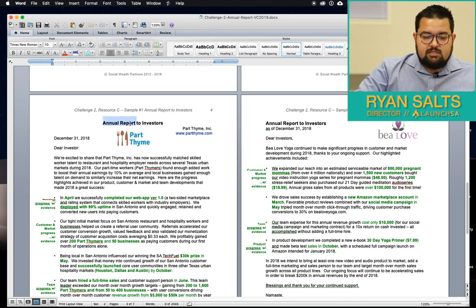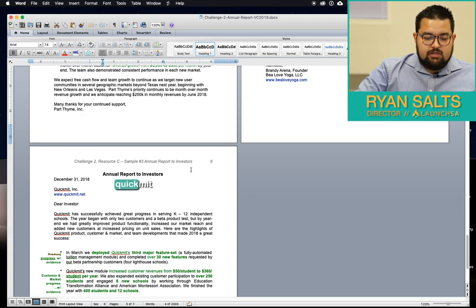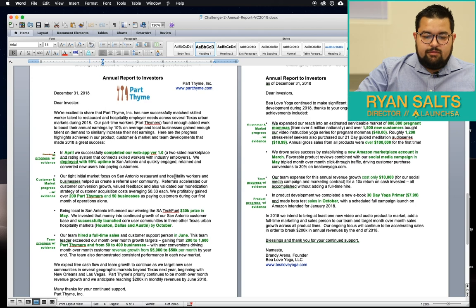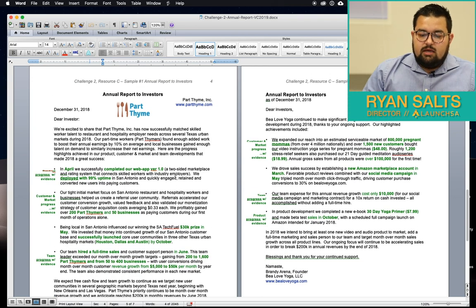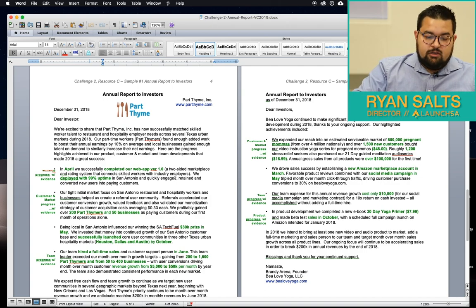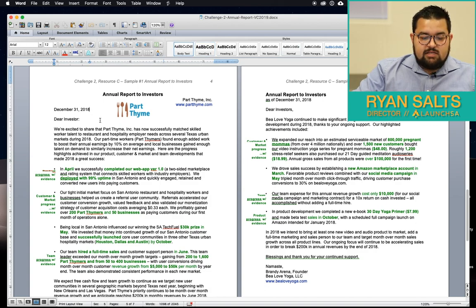Each one of them also has a title that says Annual Report to Investors. The reason for this is that this letter is meant to articulate to your investors and stakeholders where you are within your business as of the end of the year. So for each of the documents that you download, you might notice that the date says December 31st and then a year. That year should be the year that you're completing this challenge. So in this example, it should say 2019.